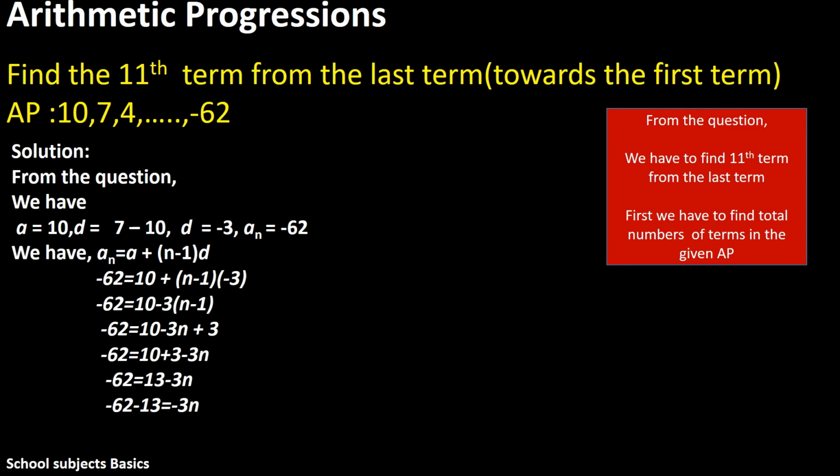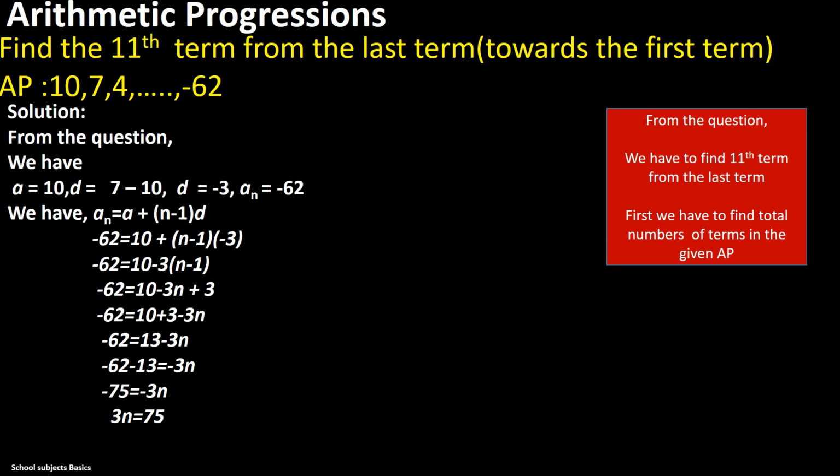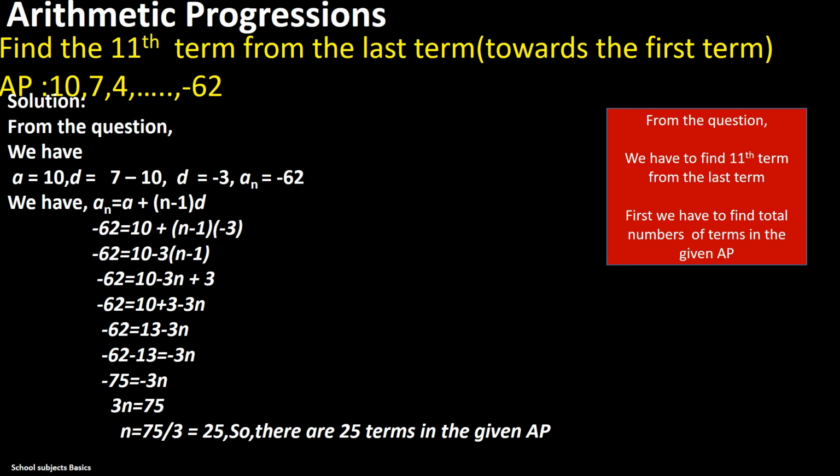If we bring the 13 to the other side, since it is plus it becomes minus. So minus 75 is equal to minus 3n. If we cancel the minus sign, 3n is equal to 75. So n is equal to 75 by 3. Since it is multiplication, when we bring it to the other side it becomes division. Dividing 75 by 3, we get 25. So there are 25 terms in the given AP.